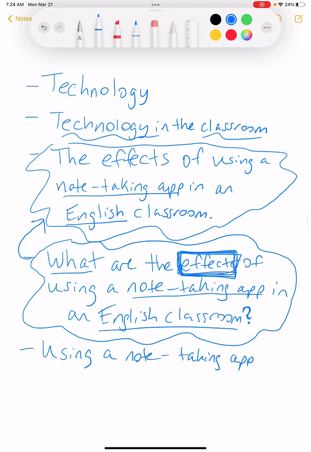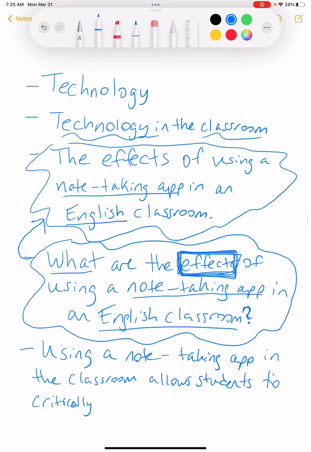Using a note-taking app in, I'll just say the classroom, but we mean English classroom, in the classroom allows students to critically, sorry, handwriting, critically, that word is critically, analyze information, but also can be a distraction.